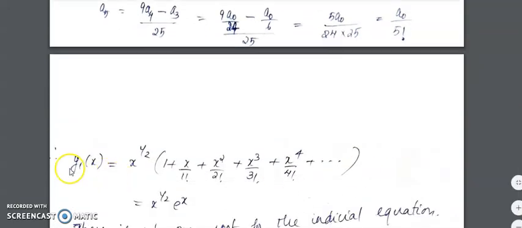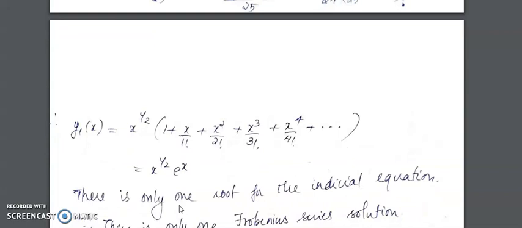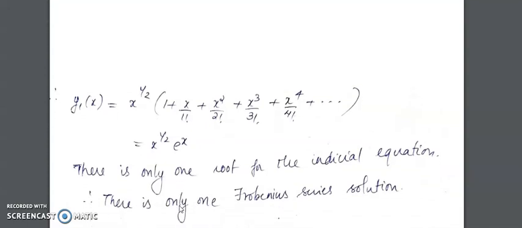So therefore, y1 is x raised to 1 by 2 into 1 plus x by 1 factorial, plus x square by 2 factorial, plus x cube by 3 factorial, plus etc. So this is a series for e raised to x. So you will get the solution to be x raised to 1 by 2 e raised to x. Since there is only one root for the indicial equation, there is only one Frobenius series solution.